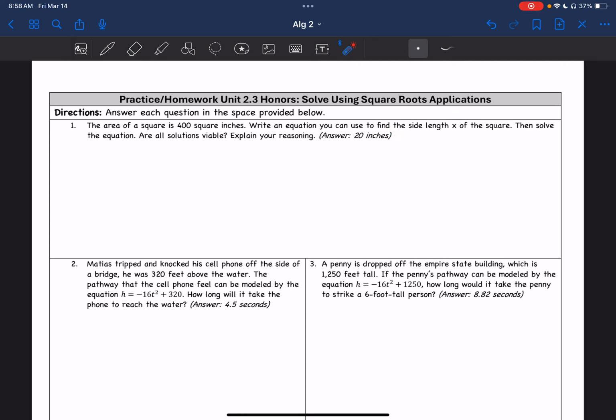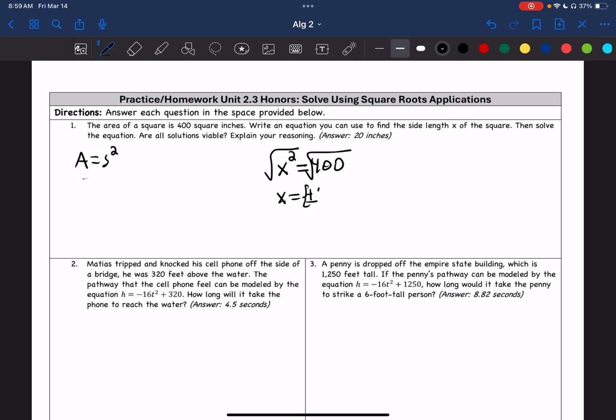Okay. We're trying to relate that to the area of the square, 400 square inches. So you know that the area of a square is equal to the side length squared. So if x is our side length, then the area would be equal to x squared. And what is our area? Our area is 400 square inches. So if our side length is x, then the square of x is 400. In our next step, take the square root of both sides. x would then be equal to plus or minus the square root of 400.